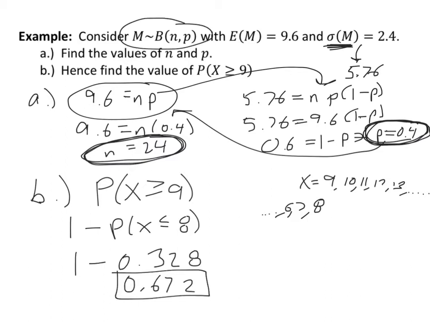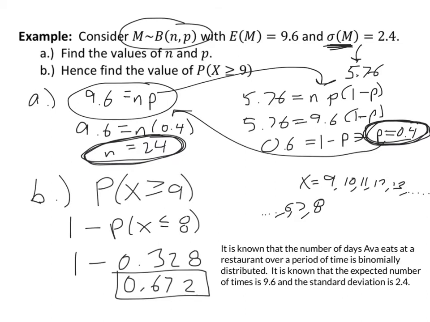sort of started out with something like this. This problem could also have been set in a context. So it could have been something like, it is known that the number of times Ava eats at a restaurant over a period of time is binomially distributed. It's known that the expected number of times is 9.6 and the standard deviation is 2.4. So these problems could be word problems, and we may see some of those in the assignment tonight. I just wanted you to be exposed to this type of binomial complexity.